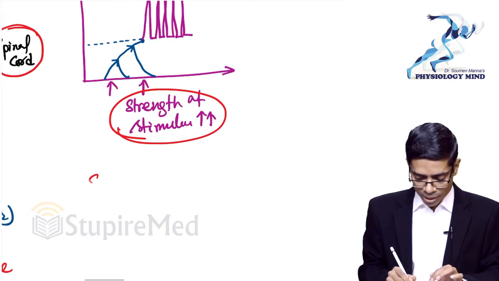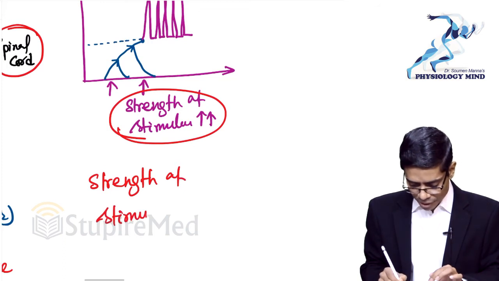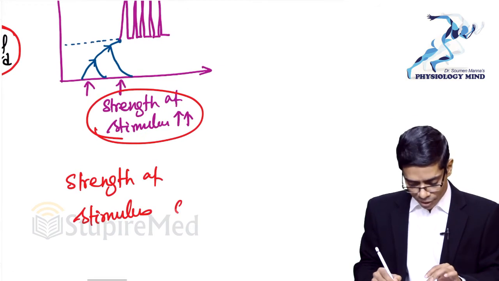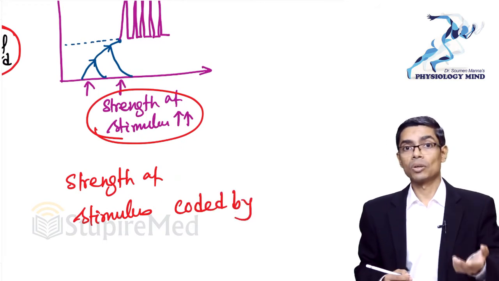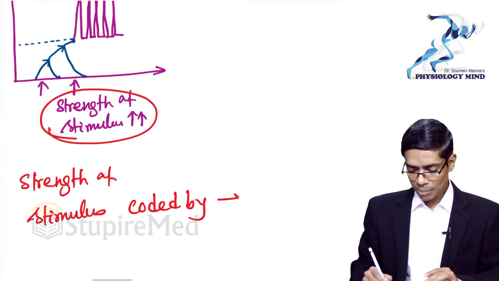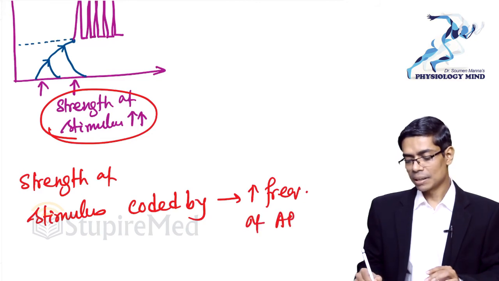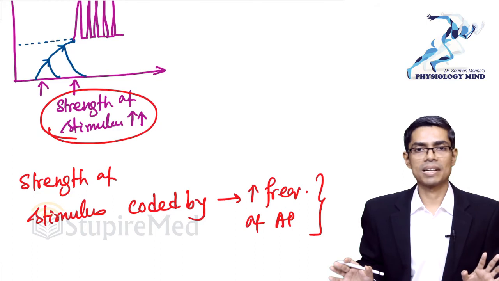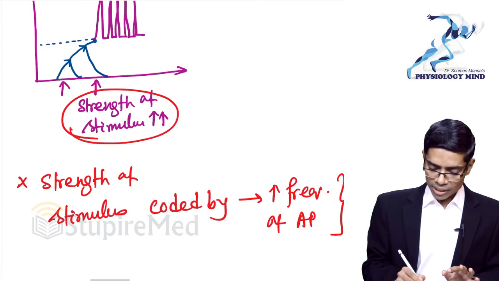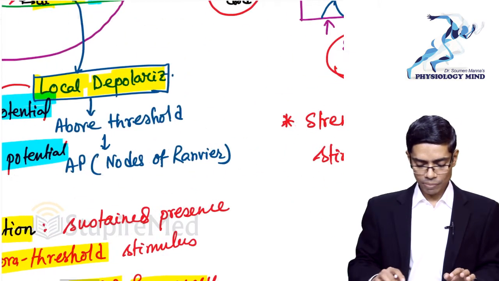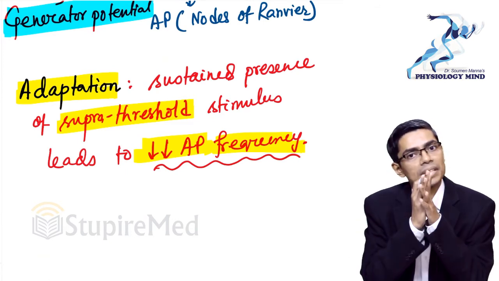This was the MCQ. Strength of stimulus on your body is coded by how the neuron codes it: by increased frequency of action potential, never by amplitude of action potential. It will never increase. So if I maintain a suprathreshold stimulus for a long duration, what is going to happen? The frequency of action potential decreases, right?